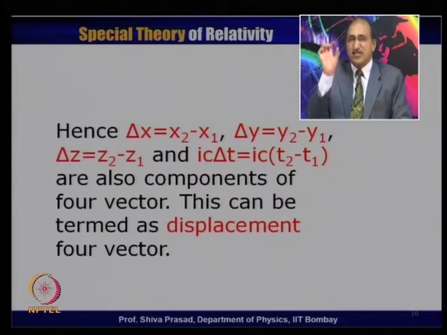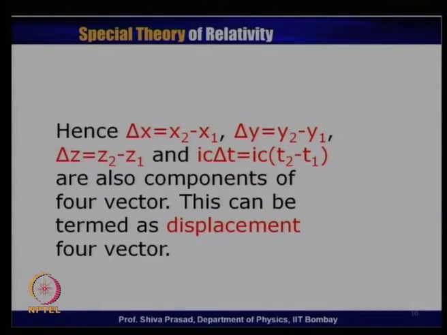Like traditional displacement, which does not depend on the origin of the frame, here also it does not depend on the origin of x, y, z, because we are only talking of the differences. So, all we are looking at is how much x has changed, how much y has changed, how much z has changed, how much time has changed. So, what the origin is to define this particular thing is not so important. We are looking only at the differences. So, this is what we call a displacement 4-vector.